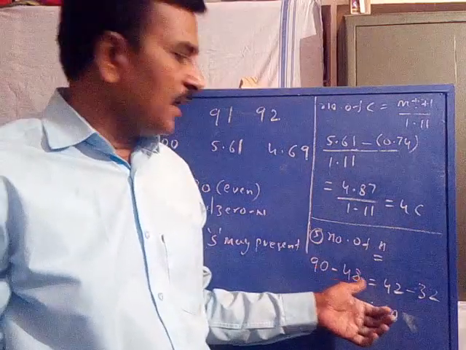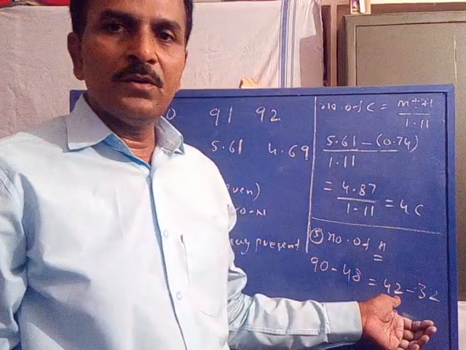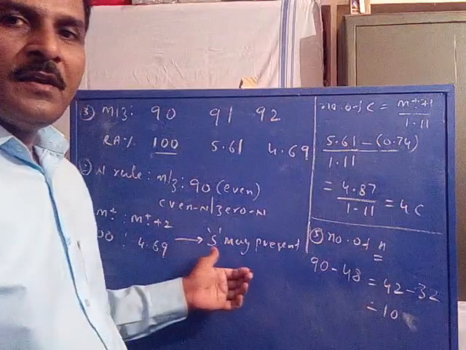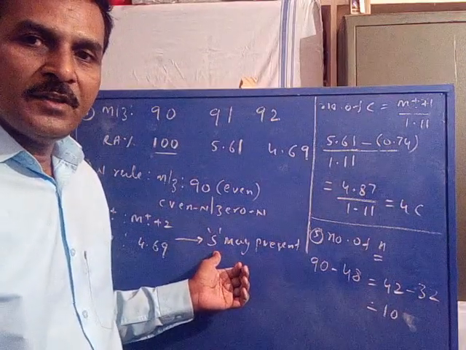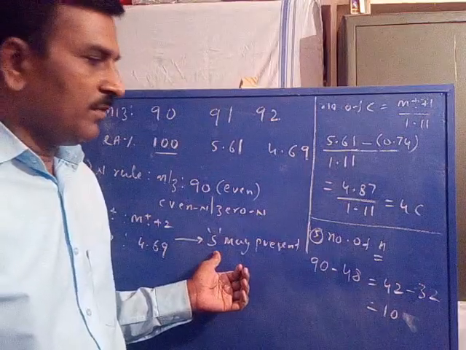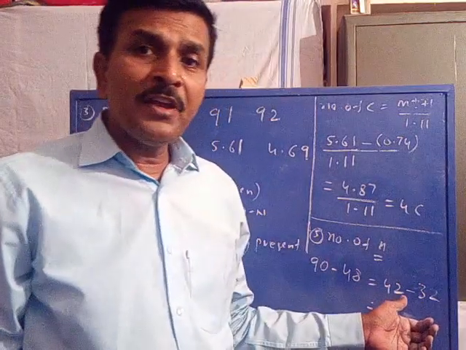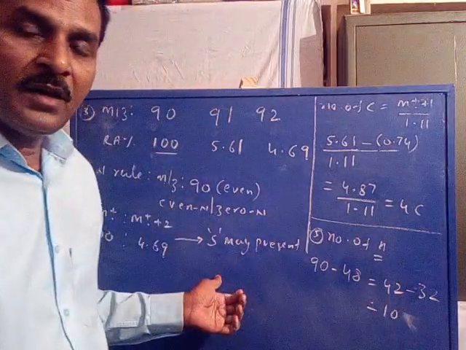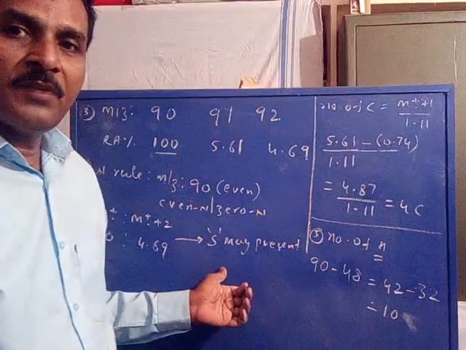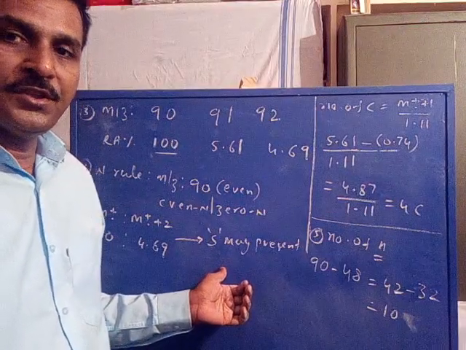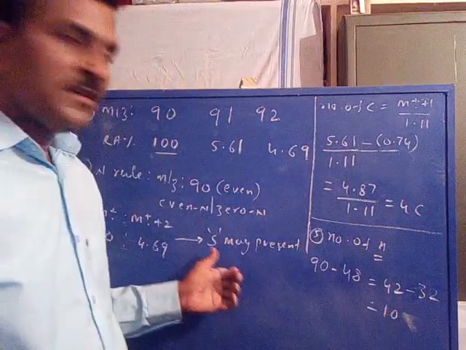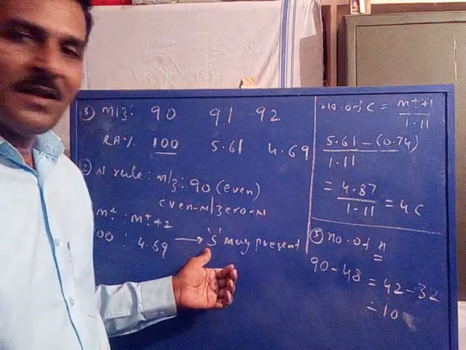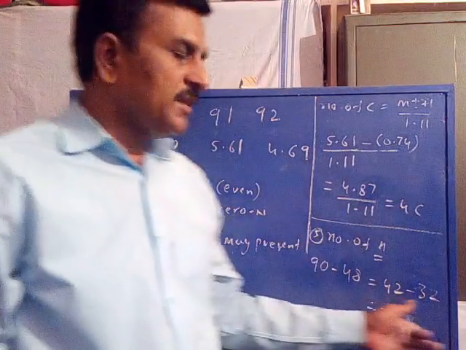90 minus 48, the leftover mass is 42. Now according to the third guideline, we predict whether sulfur is present with 1 sulfur or with 2 sulfur. If we consider the presence of 2 sulfur, each sulfur mass will be 32, so 32 into 2 is 64. But we have only 42 leftover mass. Therefore, the presence of sulfur is only 1. 1 sulfur is present, so its mass will be 32.